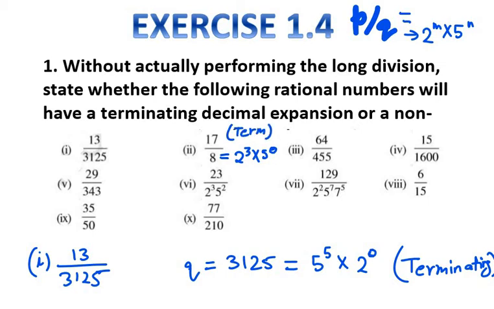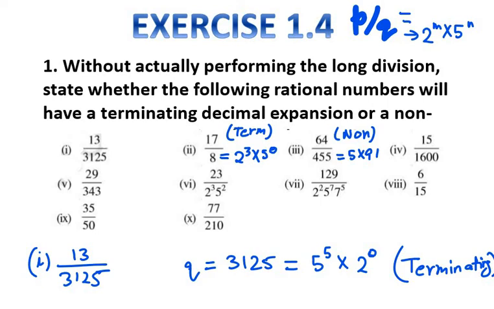Now moving on to another one, it is 455. Now 455 can be written in the form of 5 into 91. This will be non-terminating because the denominator is not in the form of 2 raised to power m into 5 raised to power n. So this is non-terminating.